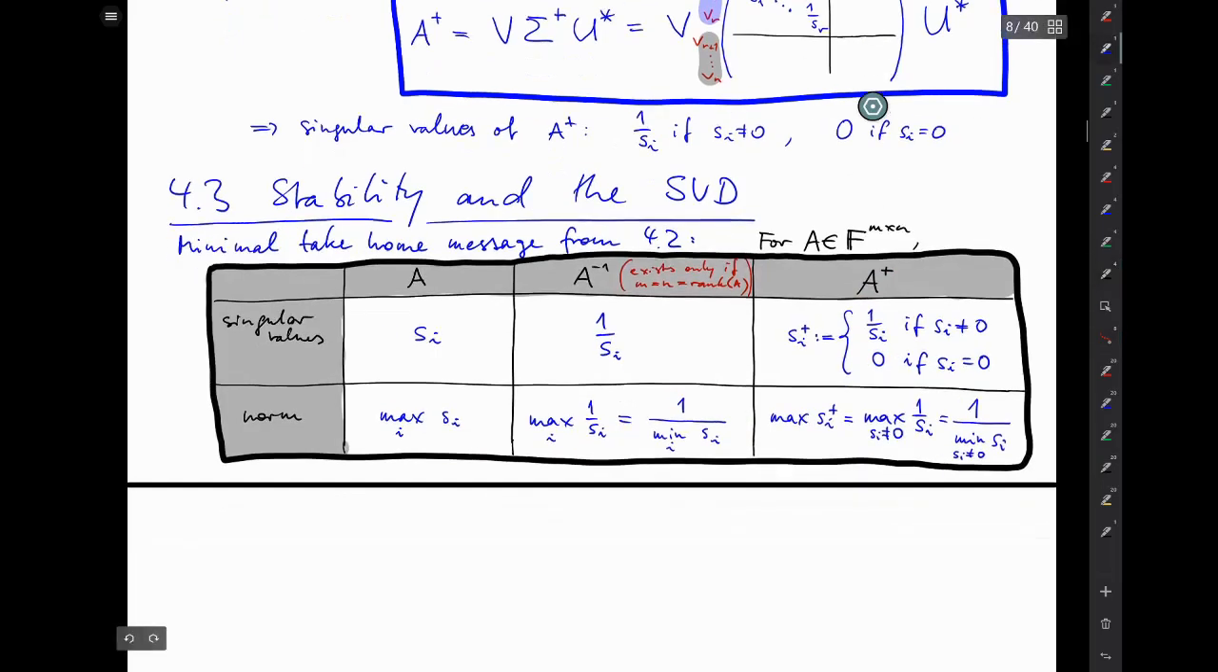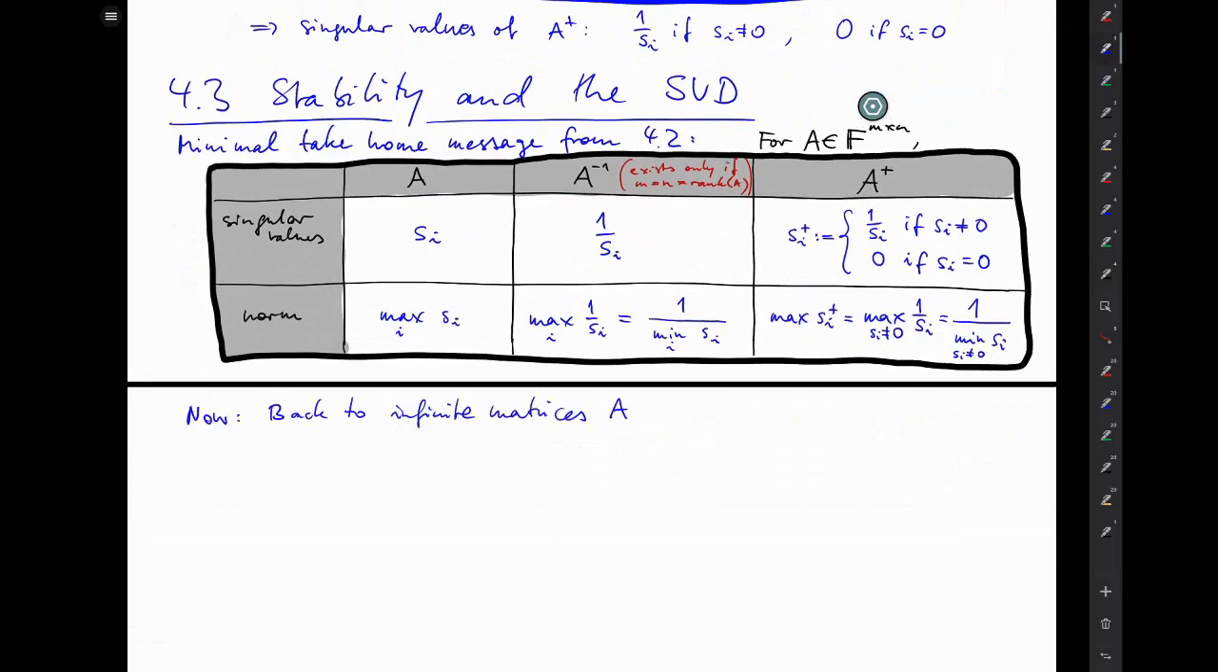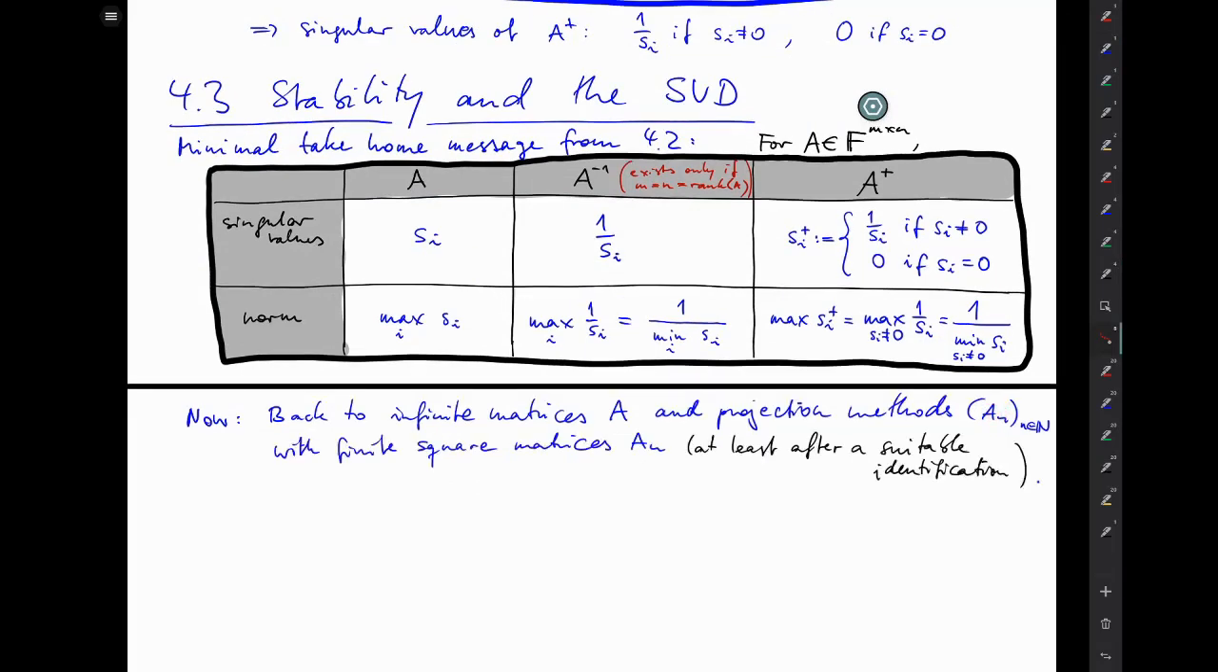But now let's go back to infinite matrices A and projection methods A_N with finite square matrices A_N. Well, at least after a suitable identification, we'll be able to identify our operators A_N with finite matrices A_N. Okay, and we will look at the singular values and norms, mostly of these matrices, because we are interested in stability, which is connected to inverses and their norms and so on.